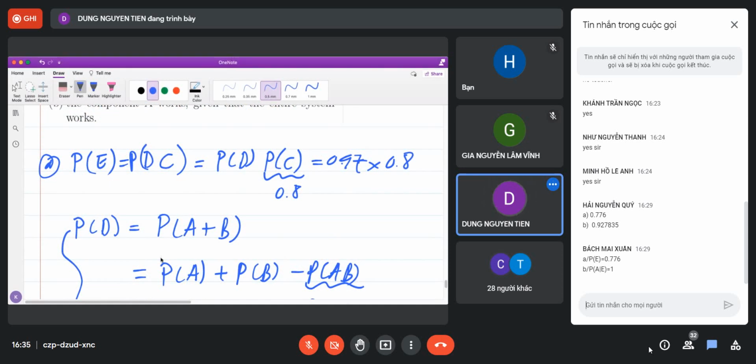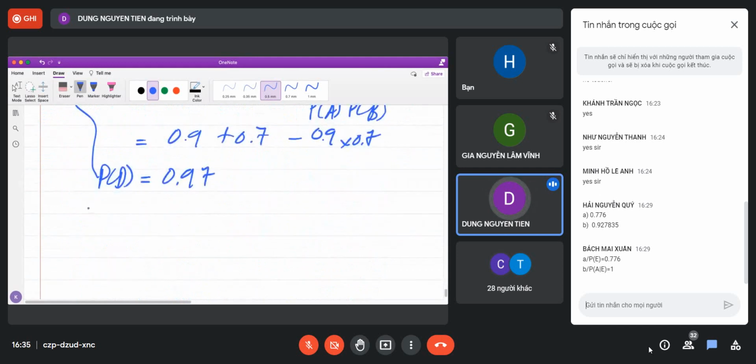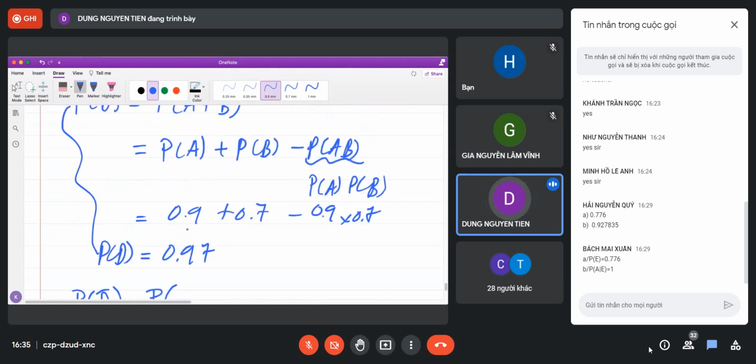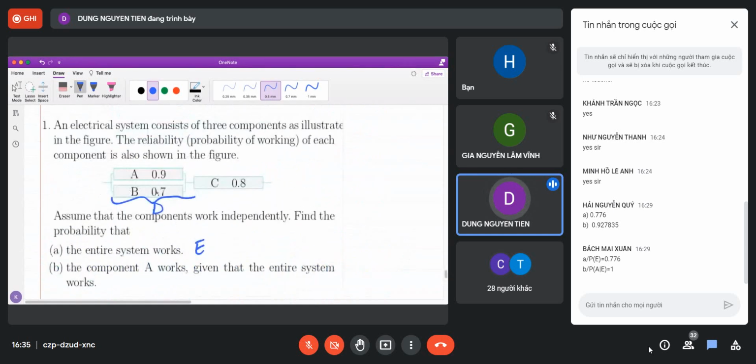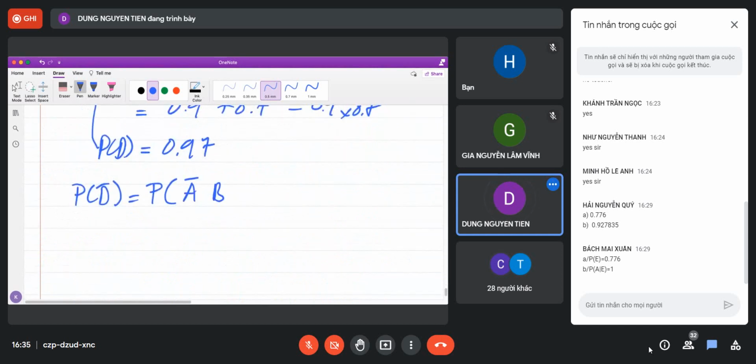Next, you can also find the probability of D by using the product rule instead of the addition rule. I get the probability of D bar, the complement. That is the probability that A doesn't work and B doesn't work. D is the first part, so D bar becomes A bar and B bar. So you get the probability of A bar times the probability of B bar.